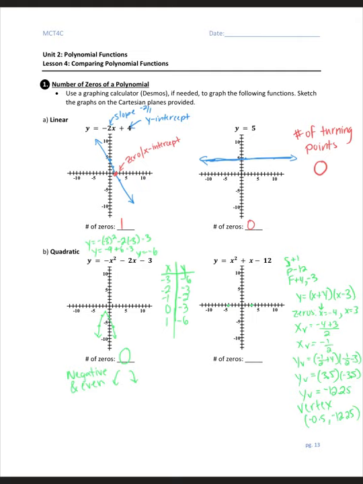So if I plot that point now in my graph, I'm going to go negative half and down 12.25. It'll be somewhere in there. Okay, and then we can connect all those points to draw a nice parabola.